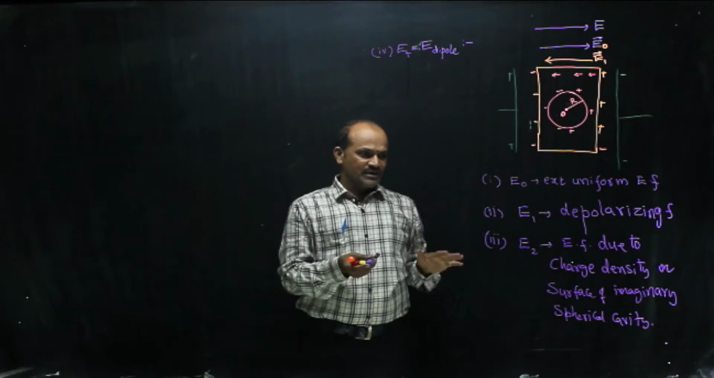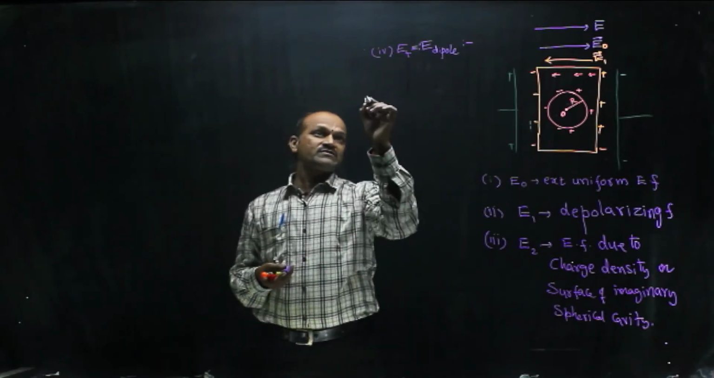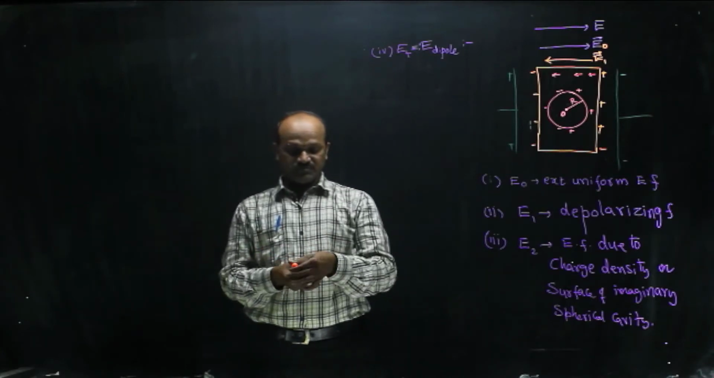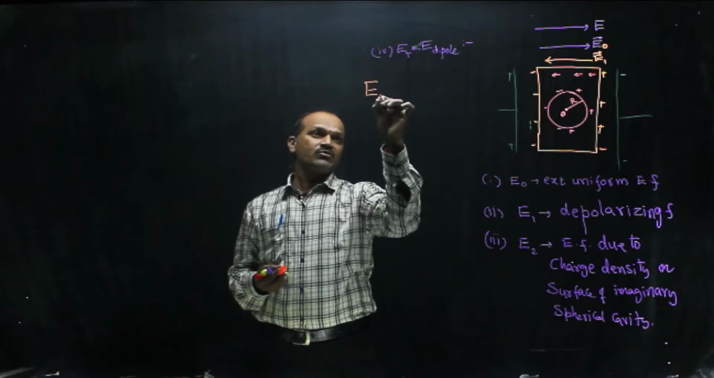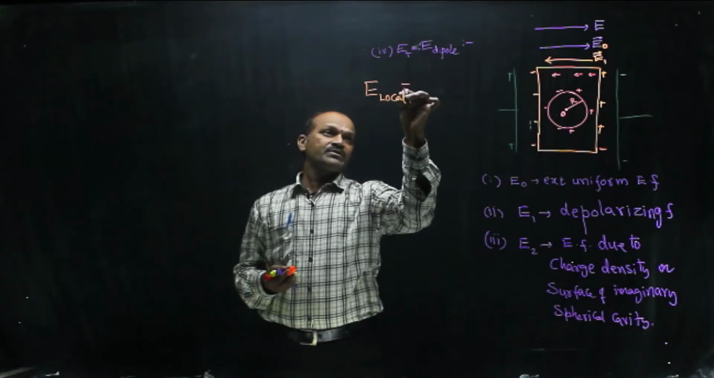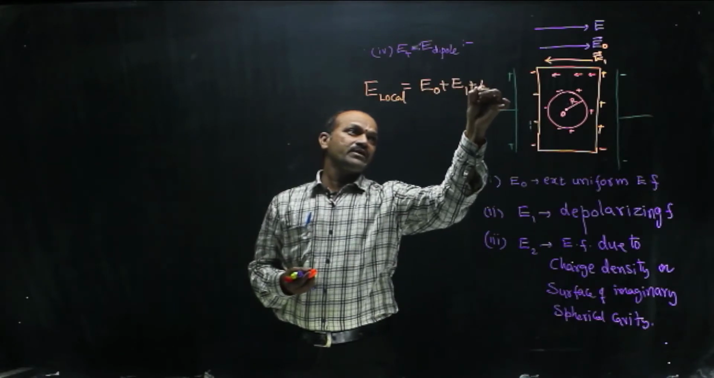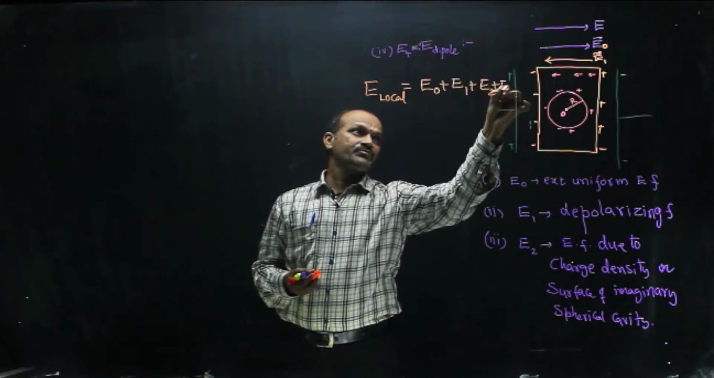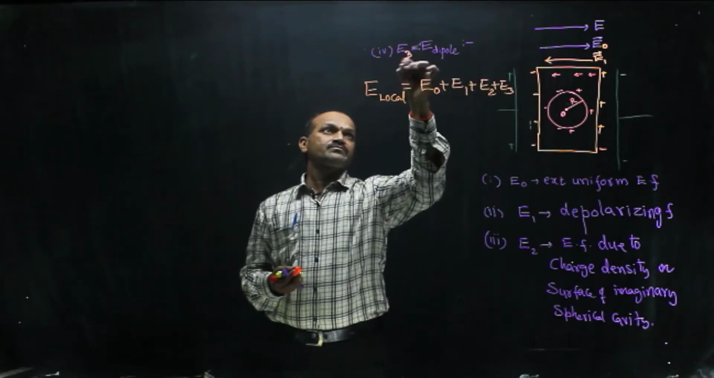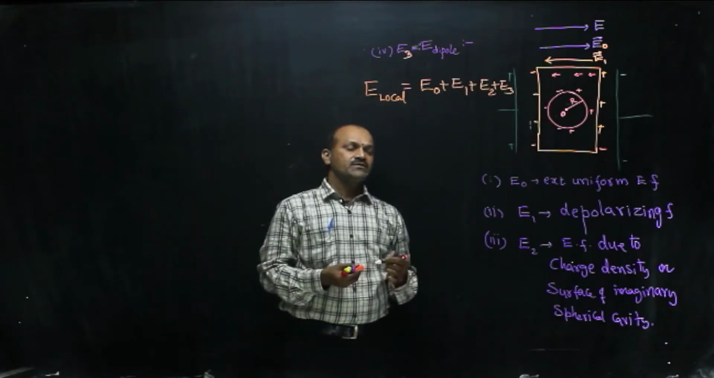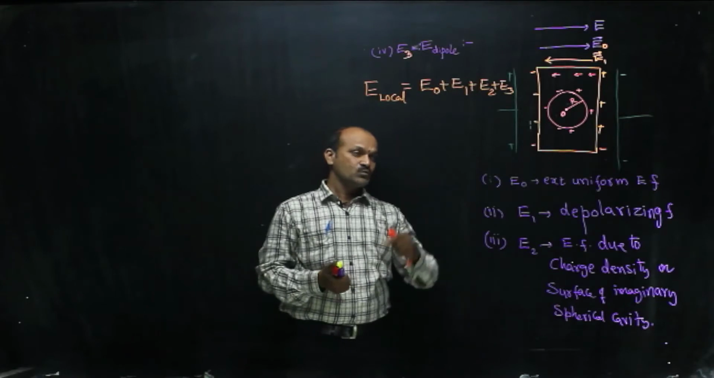So let us see all these 4 things. If you know the information about all these 4 things, then the internal field is just the sum of all these 4 fields. Now E internal or E local is E naught plus E1 plus E2 plus E3, right? This is the internal electric field or local electric field at a site O.